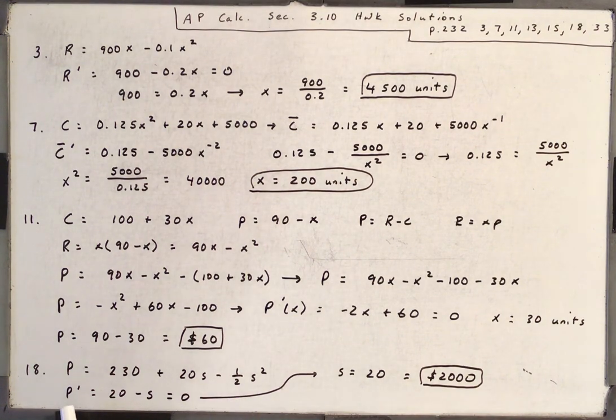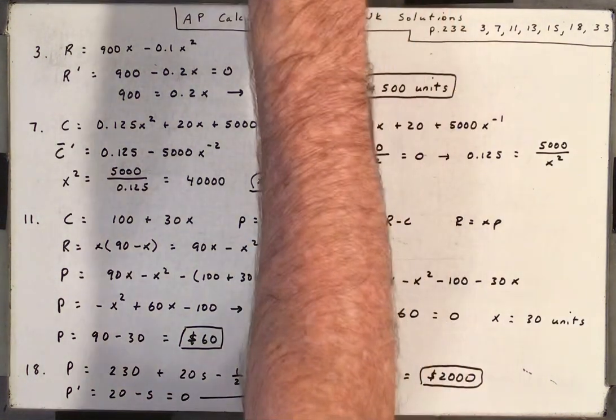Okay, so we just take the derivative of the profit equation, which would be 20, derivative of 230 is 0, derivative of 20s is 20, and then 2 times a half is 1, so that would just leave s. 20 minus s is equal to 0. So s is equal to 20, but that's in hundreds of dollars. So we multiply that by 100, and we get $2,000.